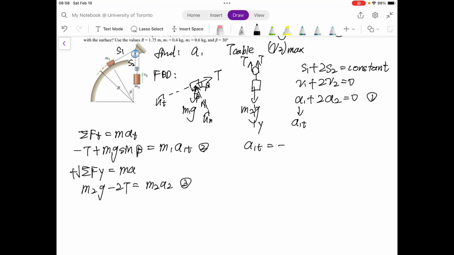a1t is equal to negative 1.784 meters per second squared. a2 is equal to 0.892 meters per second squared. T is equal to 2.68 newtons.